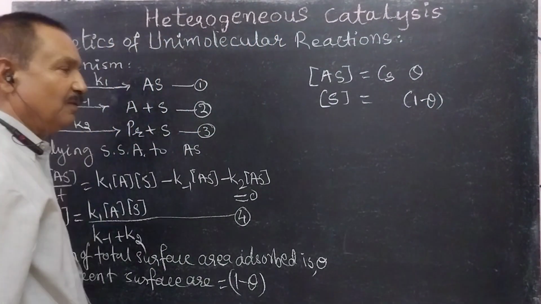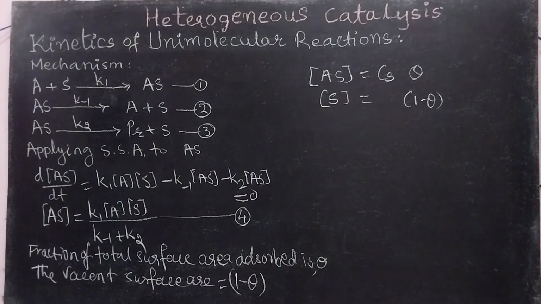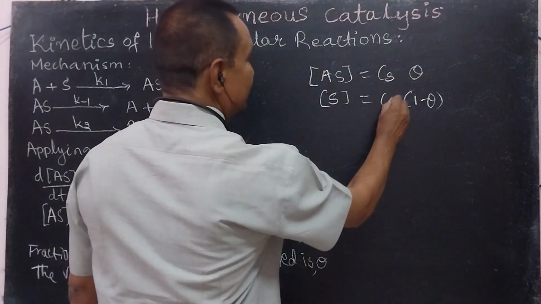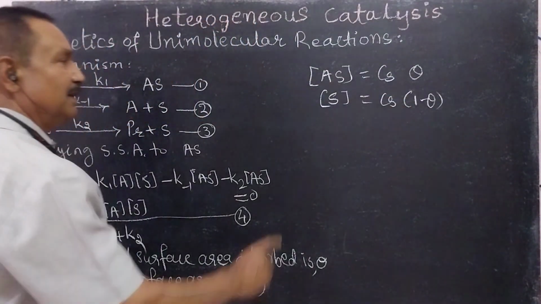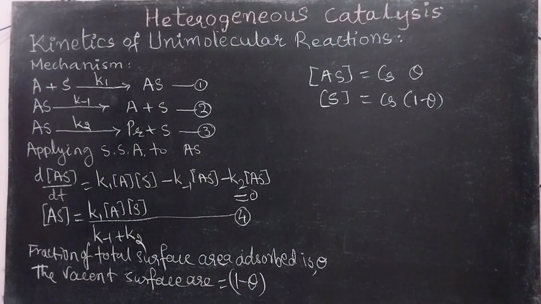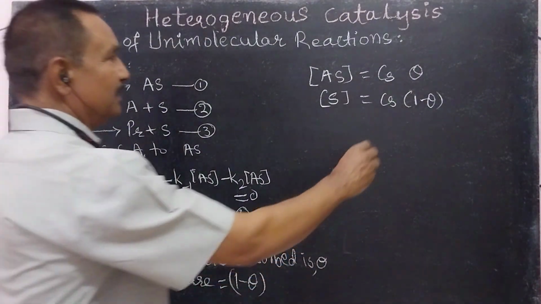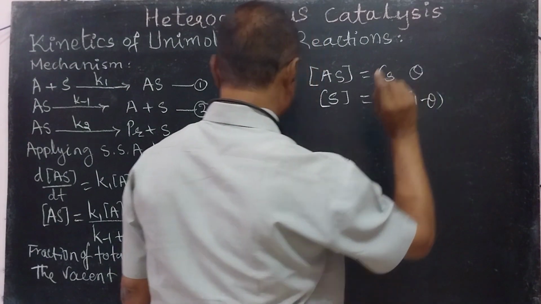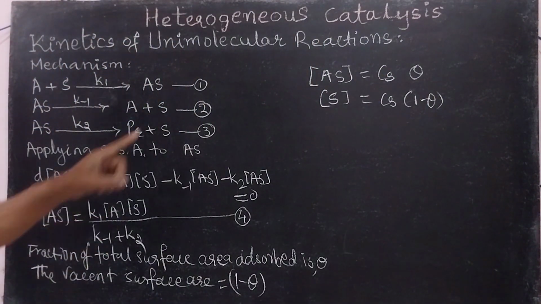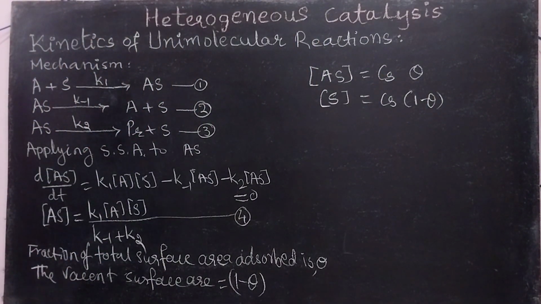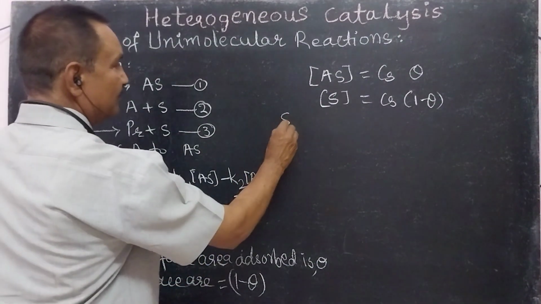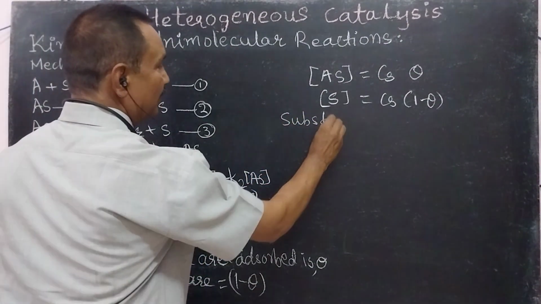That is the free surface area, and this is also given by the same proportionality constant CS. Thus you are going to get this. Then you substitute the values, substituting in equation 4.